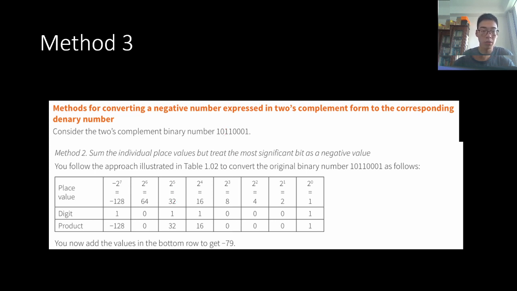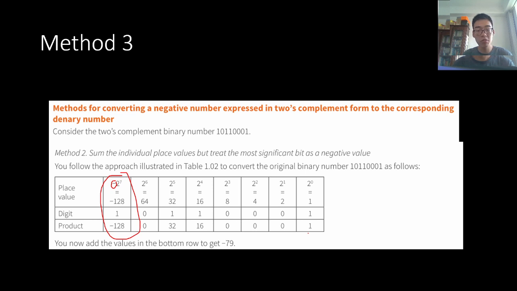So for example, this bit is 2 to the power of 0, which is 1, 2 to the power of 1, which is 2, 2 to the power of 2, which is 4, 8, 16, and so on. So we just sum them up. But the most significant bit, we treat it as a negative value. So here it is 2 to the power of 7, and then we have minus 128. And then we add all these up. So minus 128 plus 32 plus 16 and plus 1.